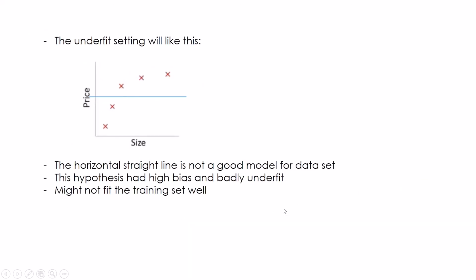Then the underfit setting will be like this, which has a horizontal straight line. The horizontal straight line is not a good model for the dataset. This hypothesis has high bias and badly underfits, and this underfit might not fit the training set well.